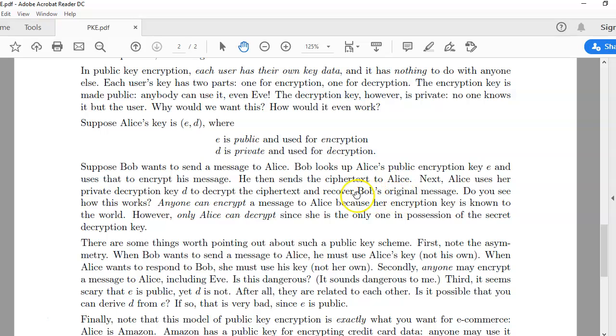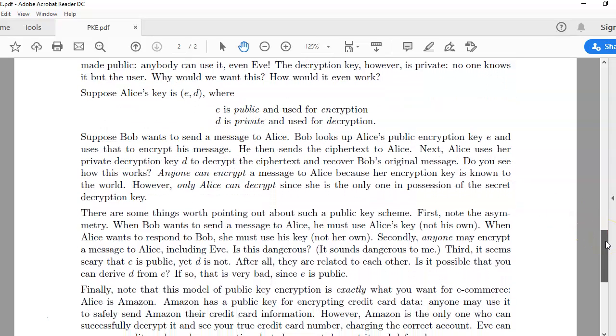Do you see how this works? Anybody in the world can encrypt a message and send it to Alice because her encryption key is public. But who can take that and decrypt it and see the original plaintext? Only Alice can decrypt, since she is the only one that has the decryption key. The decryption key D is private. Only Alice knows that. This is kind of a miracle that this stuff even exists.